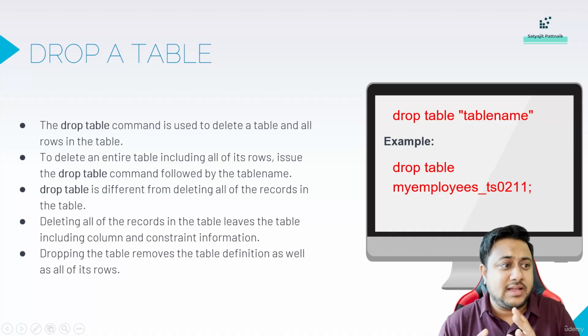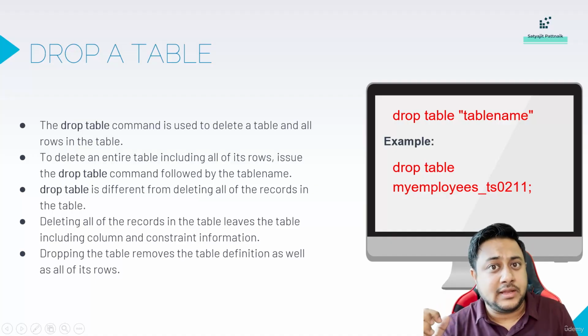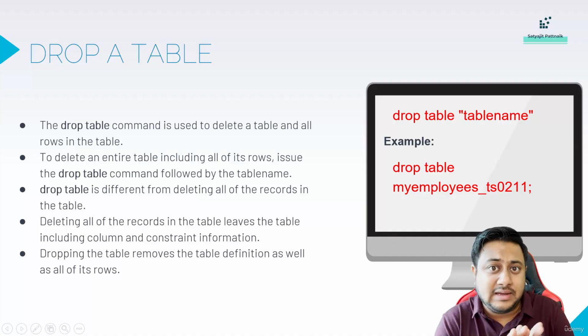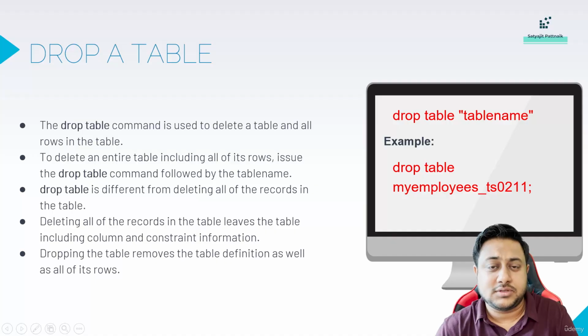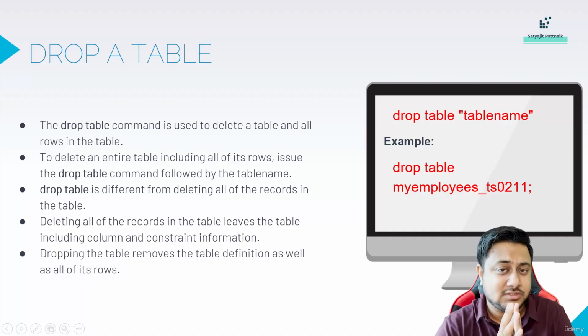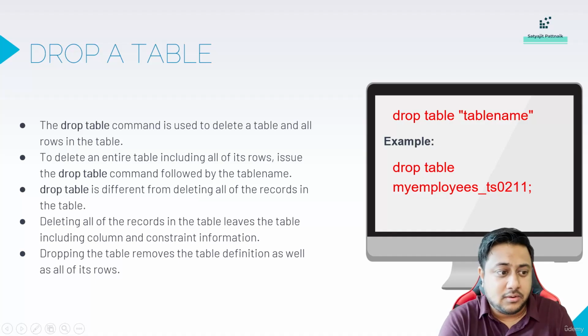Just imagine you have your bank account, you are taking out all your money. That means your bank account is still there, but your records are gone, your money is gone. That means deleting. Dropping means you are dropping your entire bank account from the bank itself. So dropping and deleting is way different from each other. Deletion is a manipulation language. That means we are manipulating the tables. We are manipulating the entries.